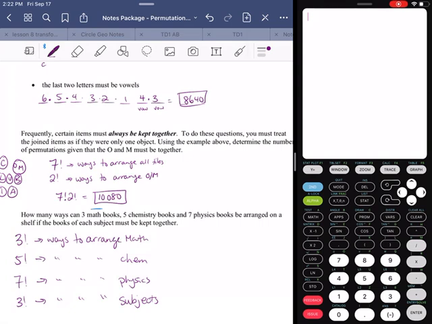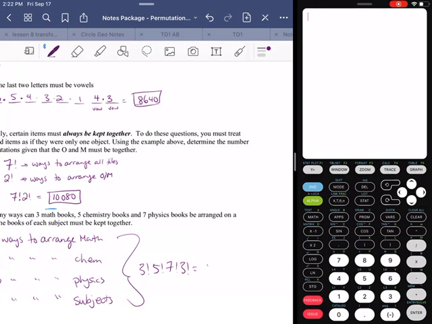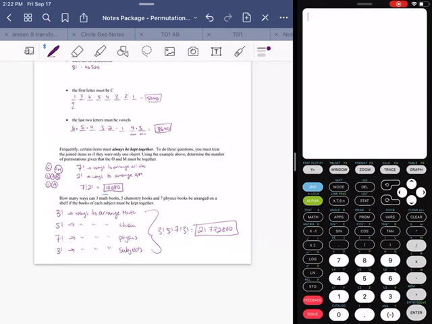Okay. So all together, you're going to get 3 factorial times 5 factorial times 7 factorial times 3 factorial, which gives us 21,772,800.